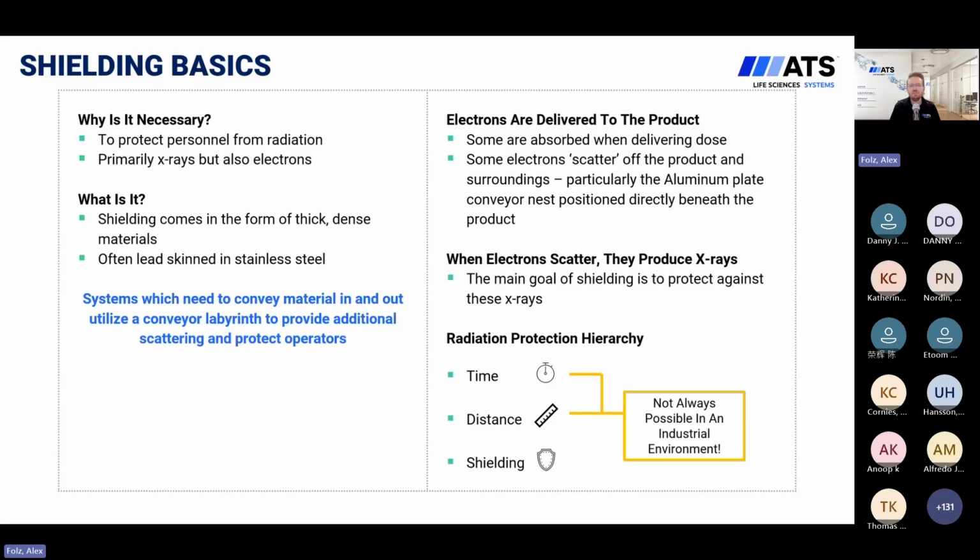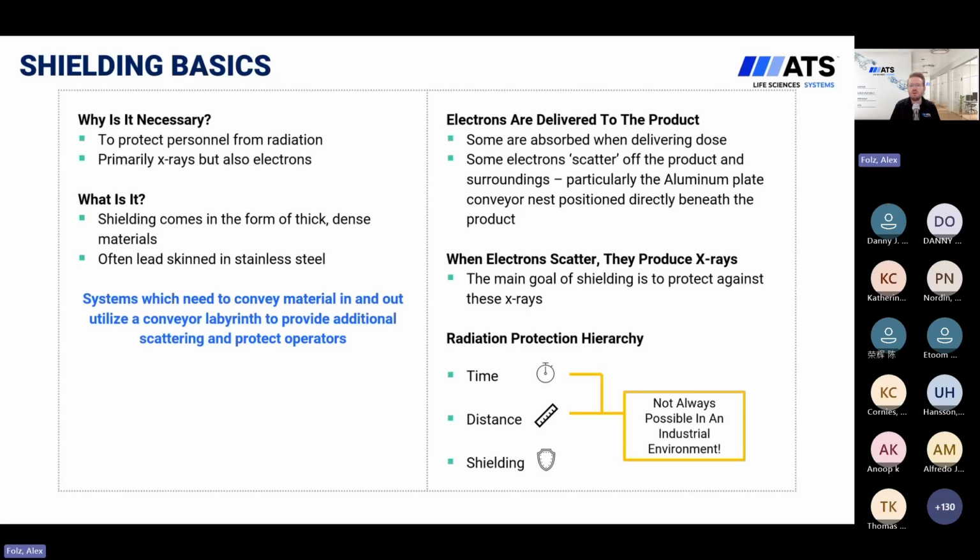So shielding comes in the form of thick, dense materials. That's why we were talking the 50,000 pounds here. It's oftentimes lead skinned in a stainless steel. That's what we're looking at here. And in our case, trying to maintain the material throughput, right? To maximize that utilization time of the E-beam, we're looking to have a system that doesn't have any doors opening and closing coming into the system. And because of that, we've got that conveyor labyrinth that we've shown on the prior slides to provide additional scattering and protect operators outside of the system.